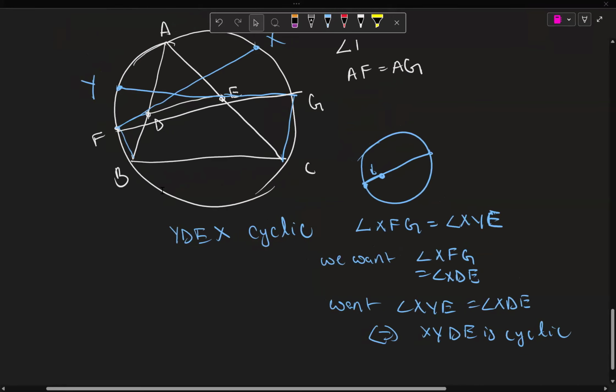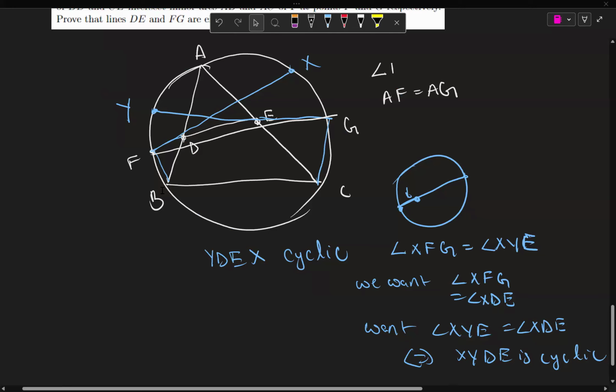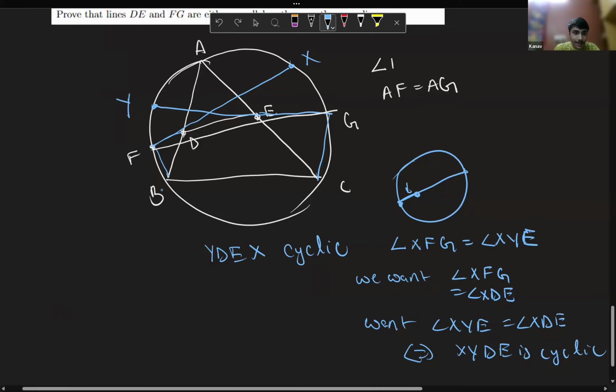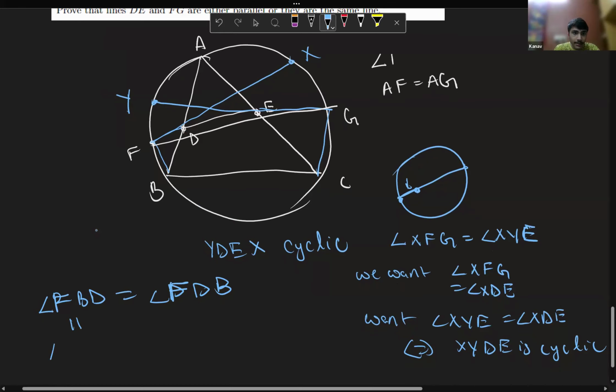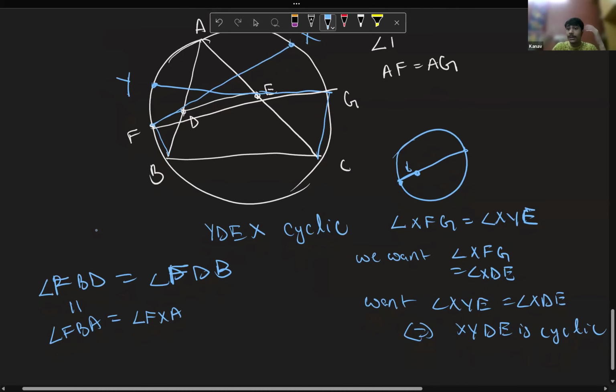Since AY equals AD equals AE equals AX, they are cyclic. Okay, so let's find that angle condition now. We know angle FBD is equal to angle FDB. Now angle FBD is equal to angle FBA, which is also equal to angle FXA. Great, because we want everything in X and Y. And let's now see where angle FDB goes. This is equal to angle XDA. So we get angle FXA is equal to angle XDA.